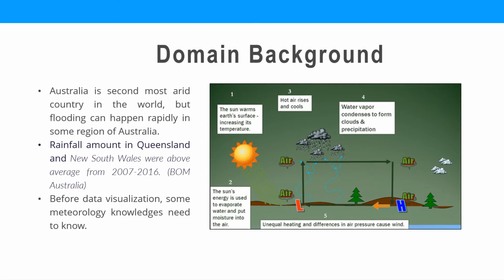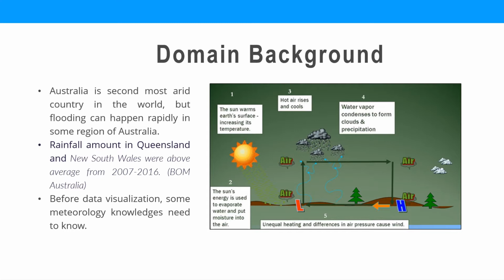Before data visualization, here is some meteorology knowledge that we need to know. How is rain formed? First, we need the sun. When the sun shines on the water, the heat of the sun warms the water and turns it into an invisible gas called water vapor. When the wind blows toward the low pressure, the air and water vapor will rise in the atmosphere.